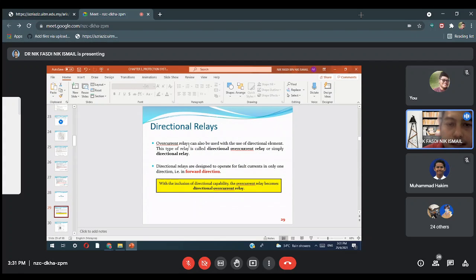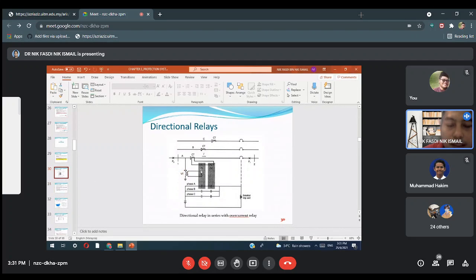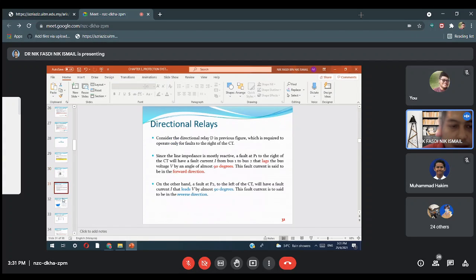Alright, overcurrent relays. Then there's a combination between directional relays and overcurrent relay. Okay. Kat sini pun you boleh nampak. So satu D is the directional relay, OC is the overcurrent relay. So the combination. Satu dia nak based on the fault current. Okay. The magnitude of fault current. The other one is the direction. So they combine. Okay. Alright.